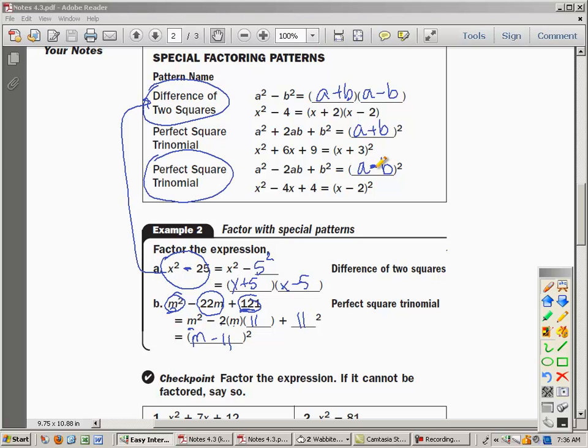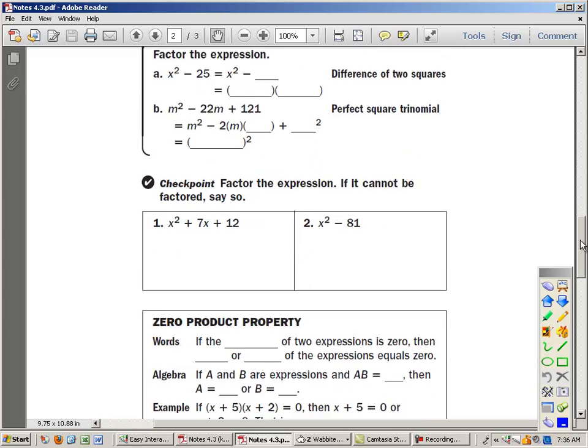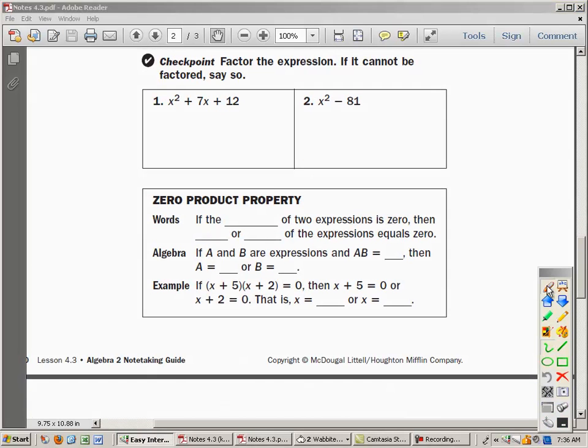All right, so again, those patterns are going to come into play as you take a look at some of these problems. The patterns will kind of show themselves as you use them. So let's try a couple checkpoint problems. The first one is not a special pattern. The second one is. See if you can use those ideas to help you solve the first two examples here.